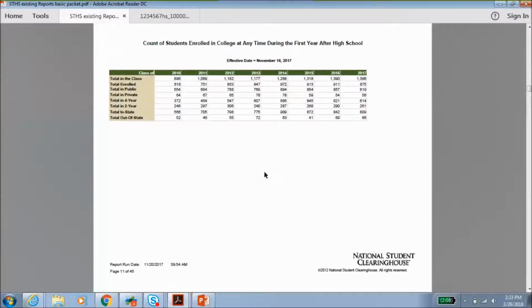And I was looking at this before the webinar, and if you would look at your first fall and then compare these numbers, total enrolled, there is an increase. So you can do a little mathematics there, a little basic subtraction, and see how many more students went to college in the first year just from the first fall.